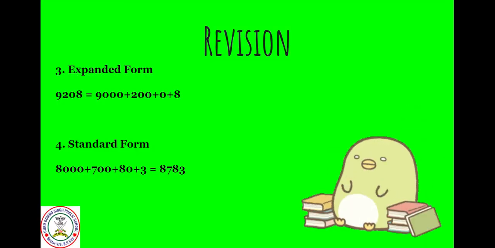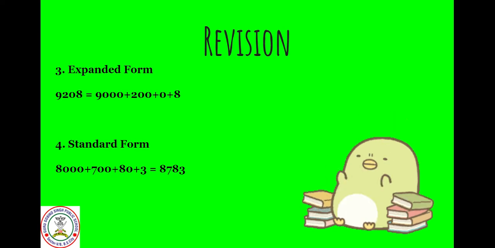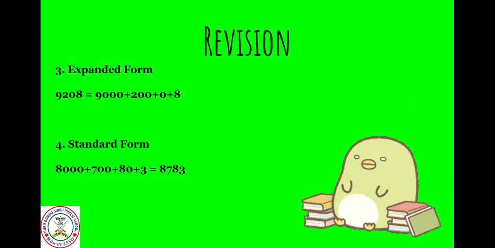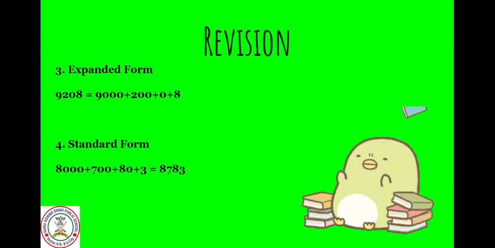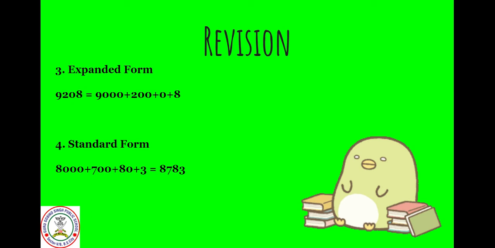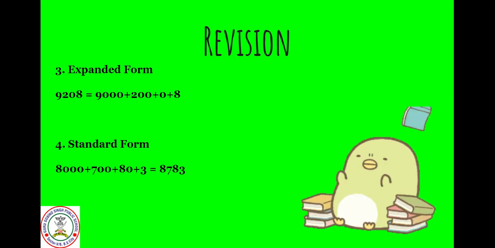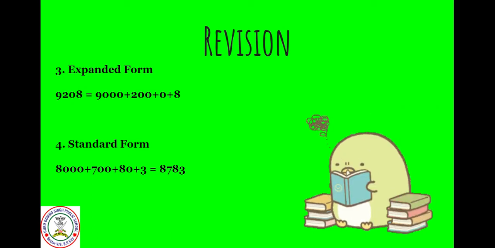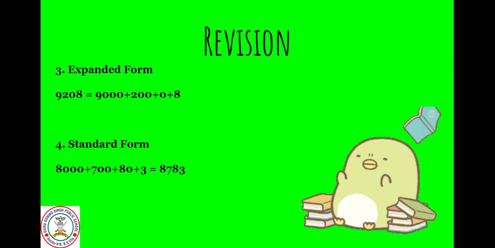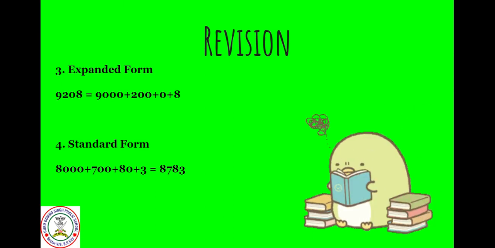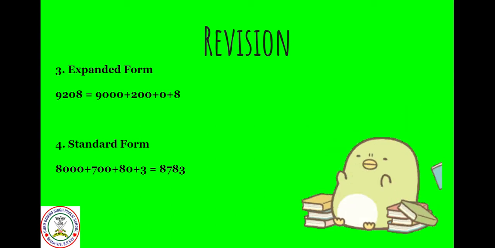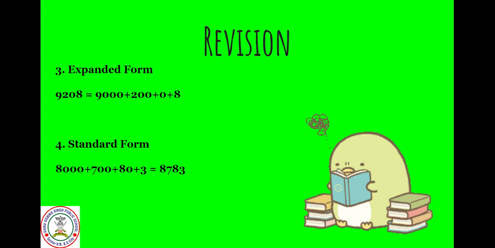Now we will start expanded form. Expanded form is when numbers are separated into individual places with their place values. Here we write each digit separately with their place values. 9208 can be written as 9000 plus 200 plus 0 plus 8.